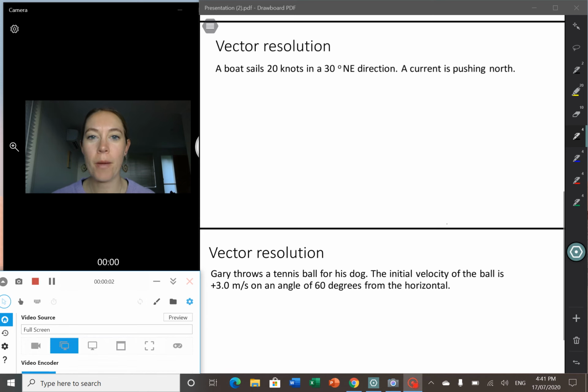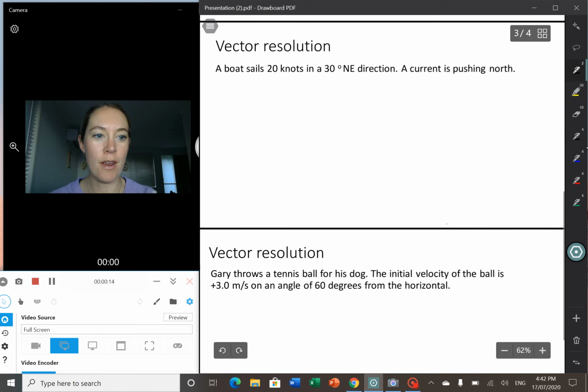In this video, I'm going to model the resolution of vectors into its components, and I'll be using velocity as an example, and I'll provide an example in the context of projectile motion. So in our first scenario, a boat sails 20 knots in a 30-degree northeasterly direction, and there's a current pushing north.